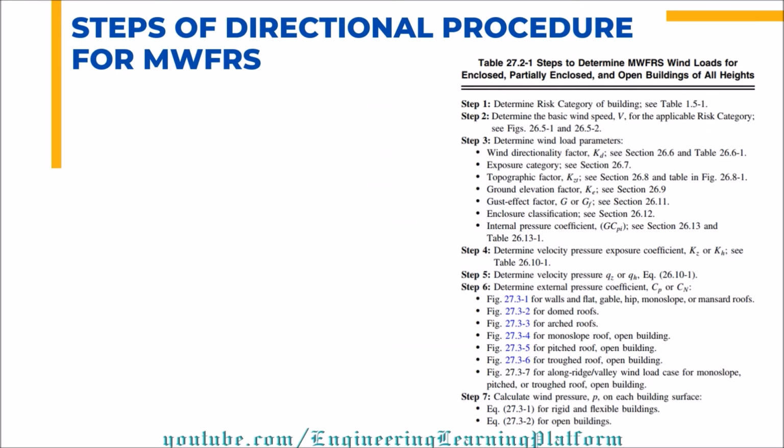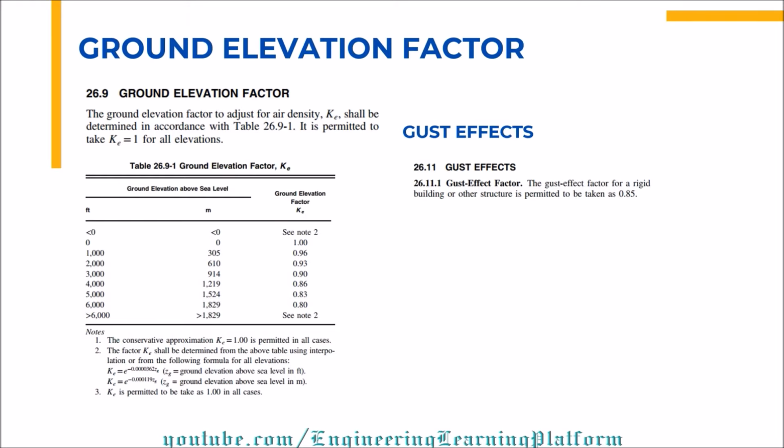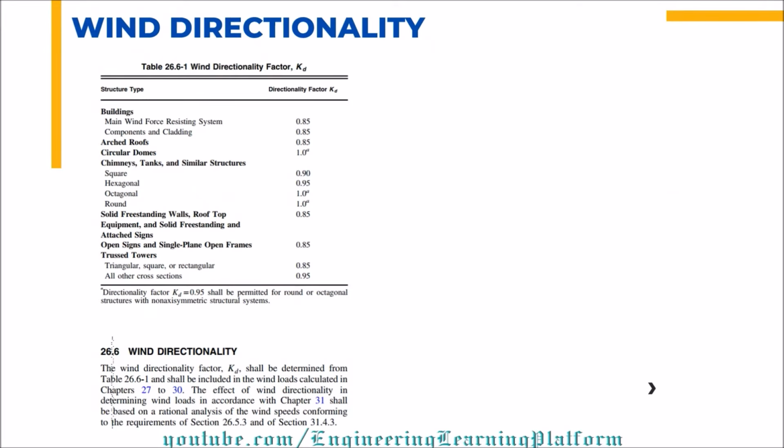Then comes the ground elevation factor. Now the ground elevation factor depends on your ground elevation above sea level, and based on that you select this ground elevation factor. The conservative approximation Ke equal to 1 is permitted in all cases. So if you don't know your ground elevation above sea level, you can just simply take this value as Ke equal to 1.